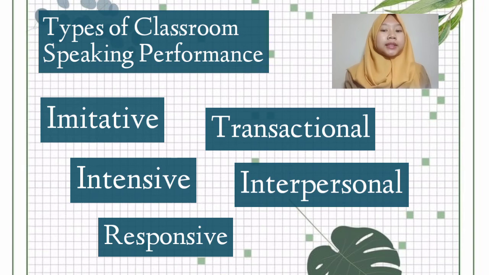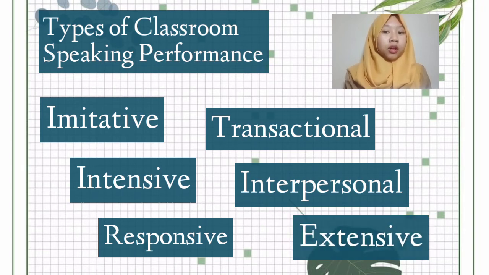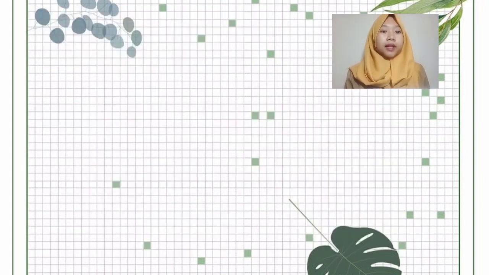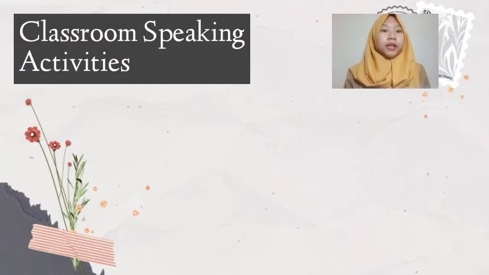And the last is extensive or monologue. Finally, students at intermediate to advanced level are called on to give extended monologues in the form of oral reports, summaries, or perhaps short speeches. And the last point is about classroom speaking activities. Speaking class is expected to be not monotone in order that the students with different learning styles and strategies can have the same chance to participate in learning activities.